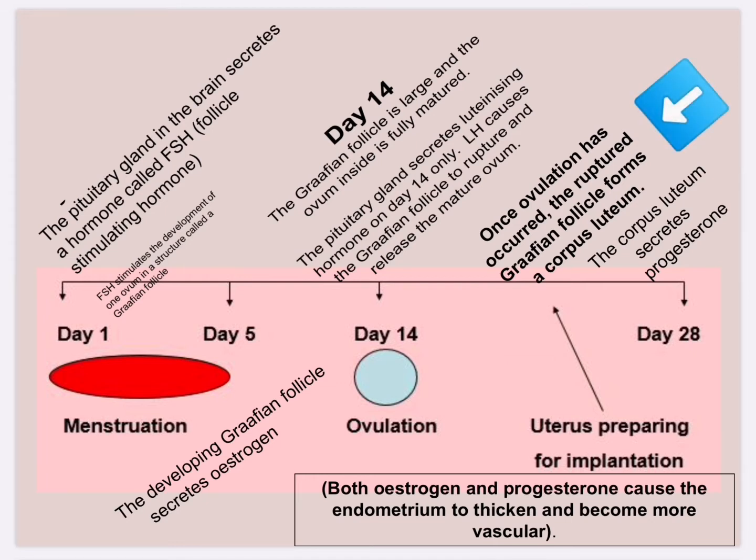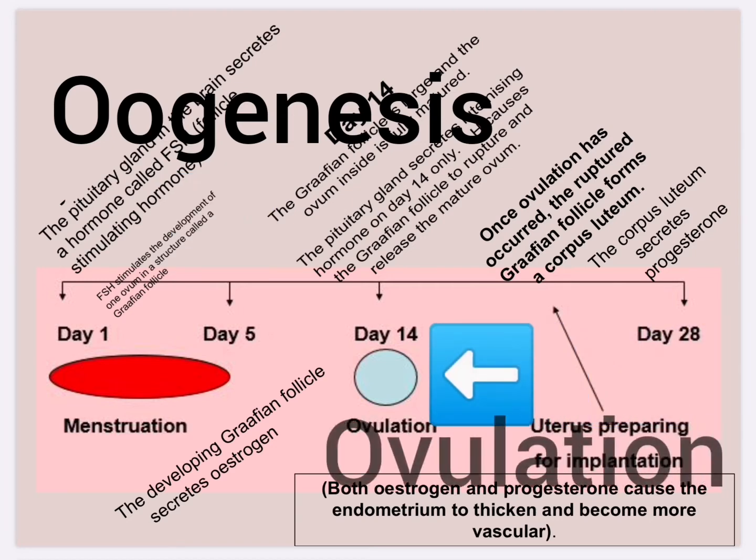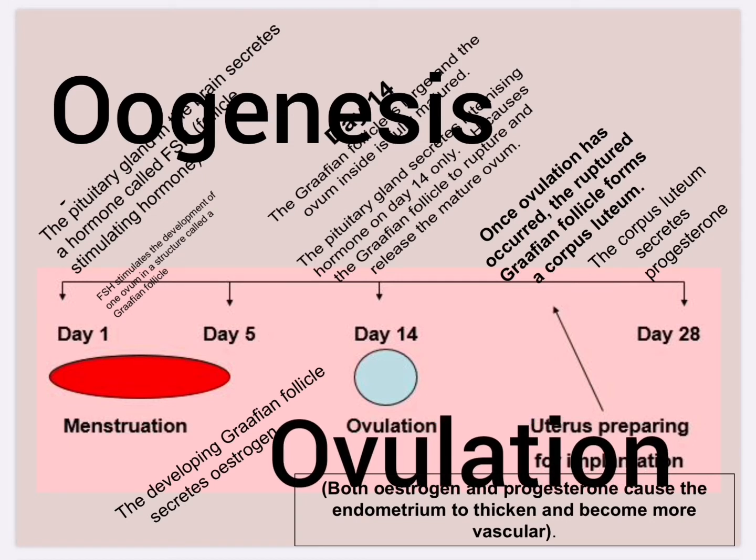Now, once ovulation has occurred, the ruptured follicle forms a little patch of scar tissue called the corpus luteum. So during the first 14 days, oogenesis happens. In other words, the formation of the ovum. While on day 14, ovulation happens, the release of this ovum. Don't get confused between the terms oogenesis and ovulation.